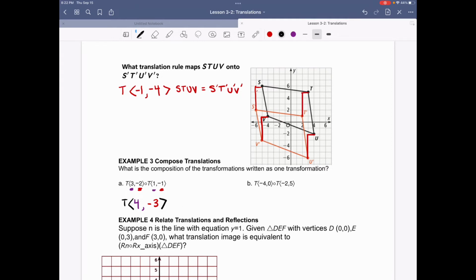All right, for part B, same concept. So we have negative 4, so that would be left 4 and left 2. So that'd be a total of left 6. And then for 0, that means we wouldn't go up or down, we just stay, but then we also go up 5. So this is our composition, T <-6, 5>, for that composition of transformations.